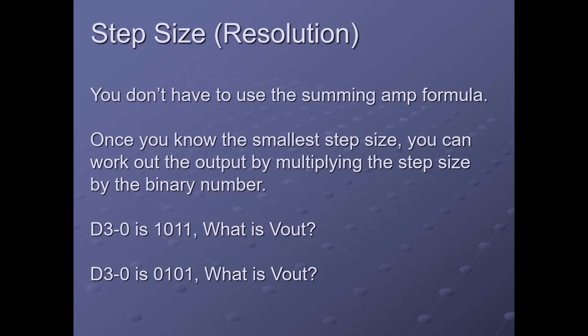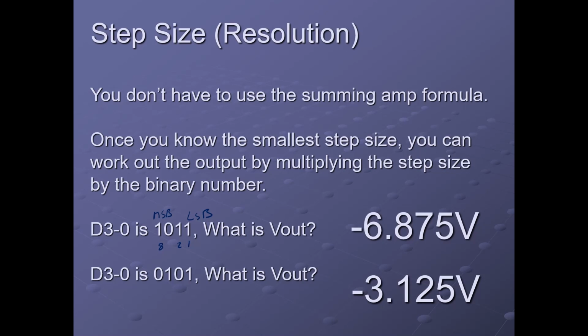We're going to use 5 volts and 0 volts again, and D3 we said was the most significant bit. The binary number is written normally, with the least significant bit on the right. That number is a 1, 2, and an 8, so it is 11, and this number is 5. So what's V out if I put 11 in? Minus 6.875. And if I put in a 5? It's minus 3.125. If you didn't get that, go back and see if you can work it out.